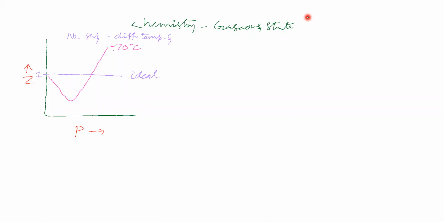From here to here, if you see, pressure increases and the magnitude of attractive force goes on increasing. Then onwards, as pressure increases, the magnitude of attractive force goes on decreasing, and the repulsive force dominates here, and repulsive force goes on increasing. So at minus 70 degrees Celsius, nitrogen gas behaves like this.